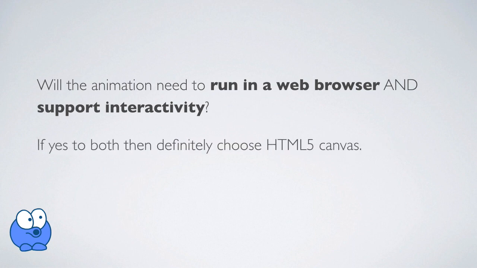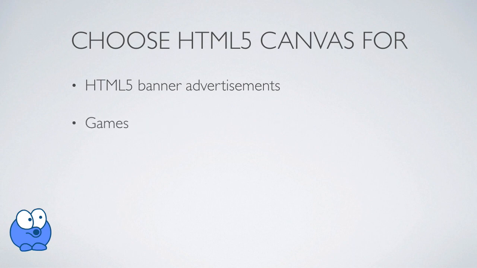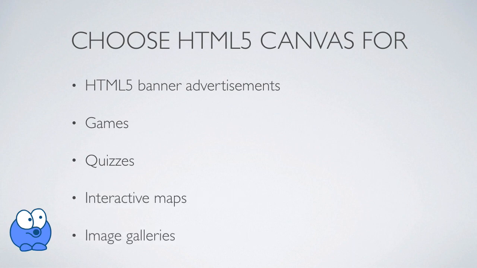So, let's take a look at some things that would be good for HTML5 Canvas. You'll choose HTML5 Canvas for things like HTML5 banner advertisements, because with these, you need to click on them to go to a website. So that's interactivity, and they'll run natively in a browser. Things like games, lots of interactivity, and you want it to run in a browser without a plugin. We also have quizzes, great for education, interactive maps, and image galleries. All of these things are great for running natively in a browser and have some level of interactivity.